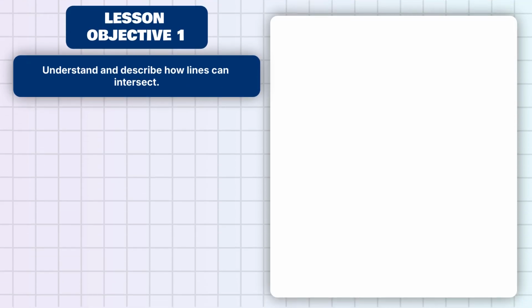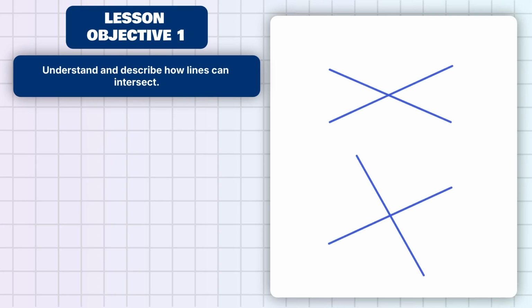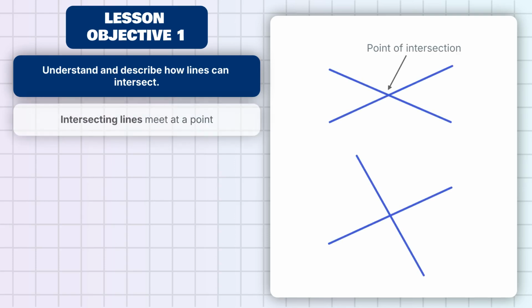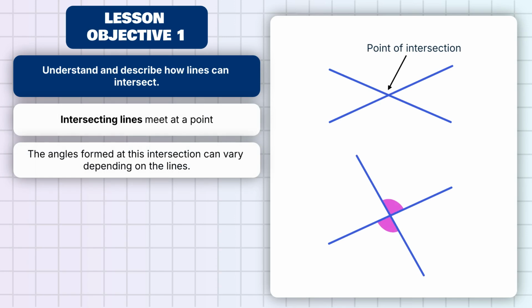Let's start by discussing how lines can intersect. The first example we will look at are simply called intersecting lines. These lines meet at a point, and the angles formed at this intersection can vary depending on the lines.